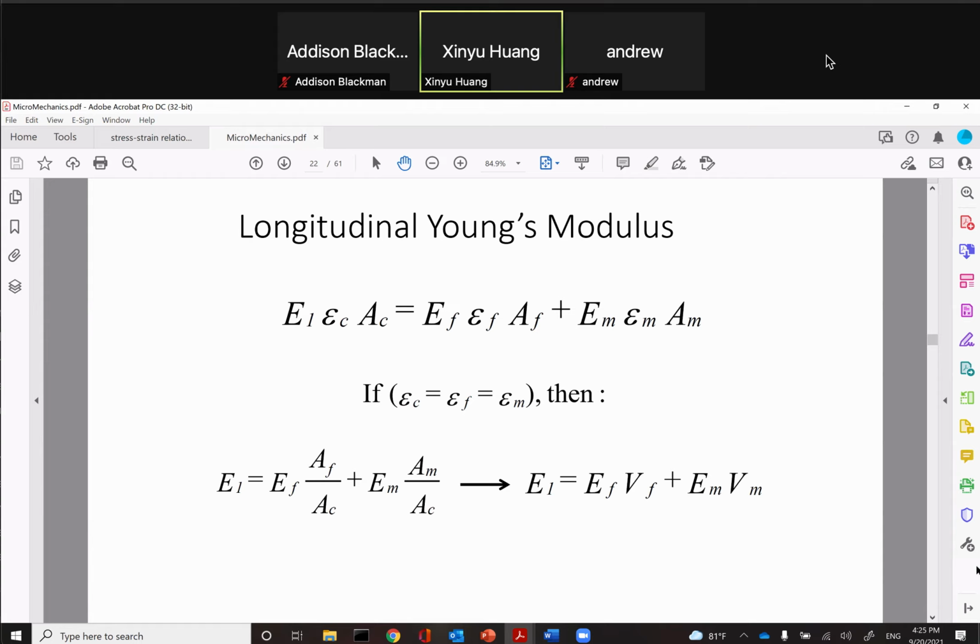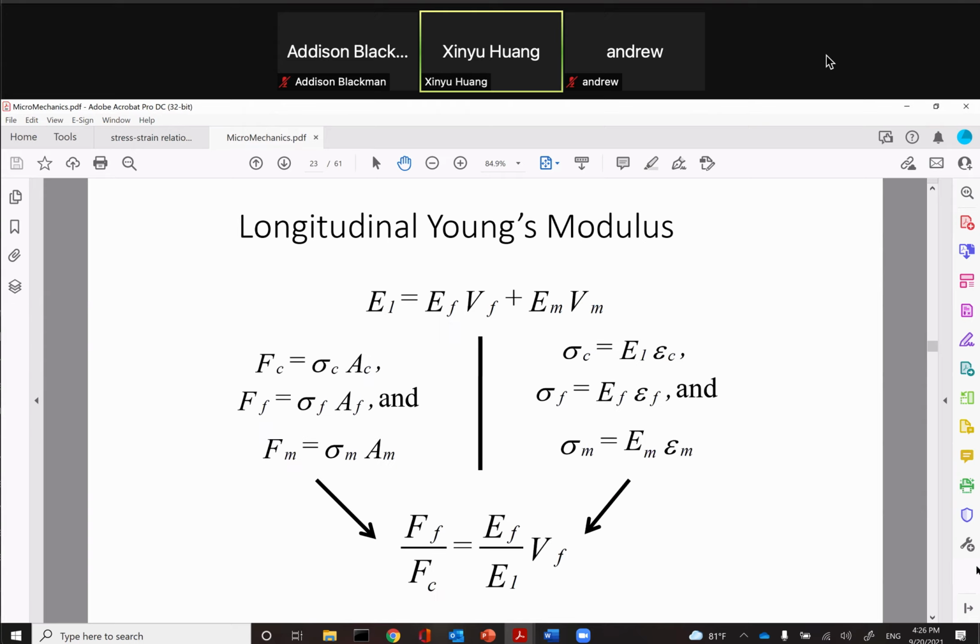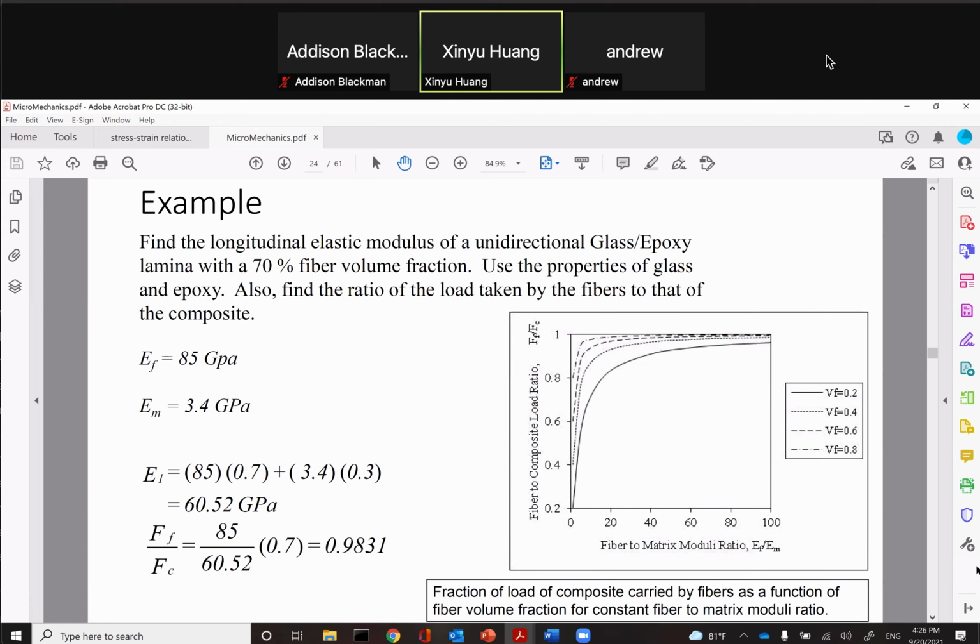So basically, if you make these assumptions and apply basic equilibrium, you can arrive at this Voigt rule of mixtures model. You can apply this to modulus. Here are some examples. Basically, this is glass fiber polymer composites.